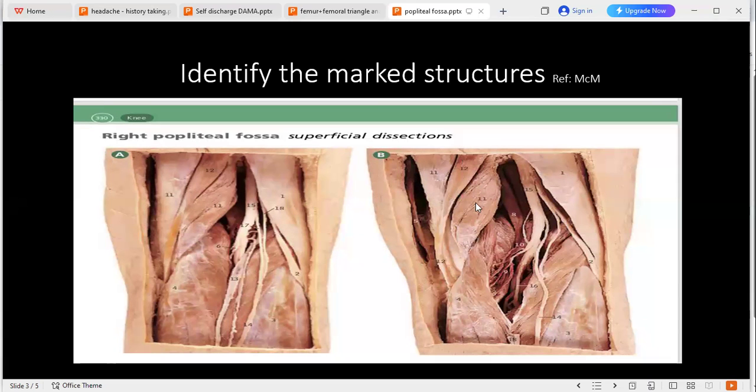Okay, please identify 16 here in picture B. Posterior tibial artery. Right, if you can identify number 9. Anterior tibial. It's popliteal artery, it says down there.